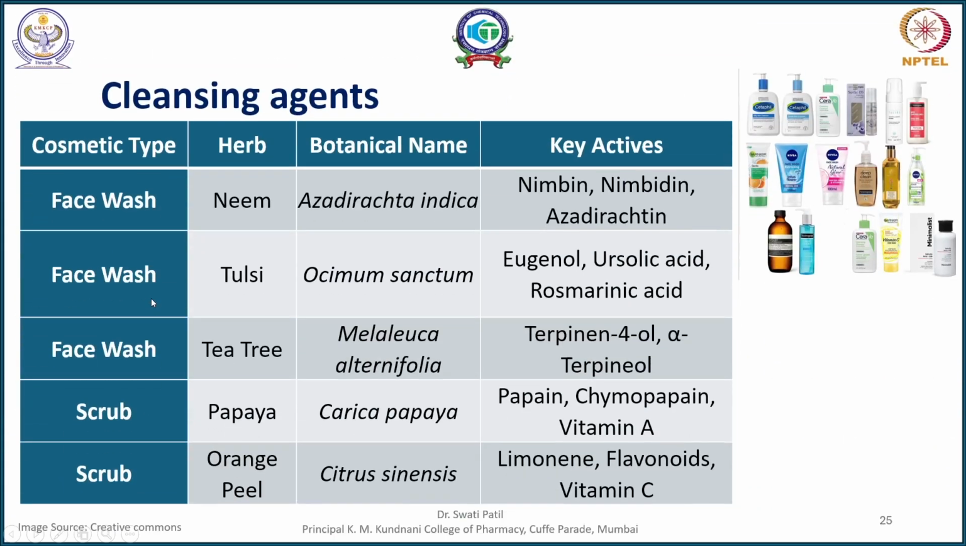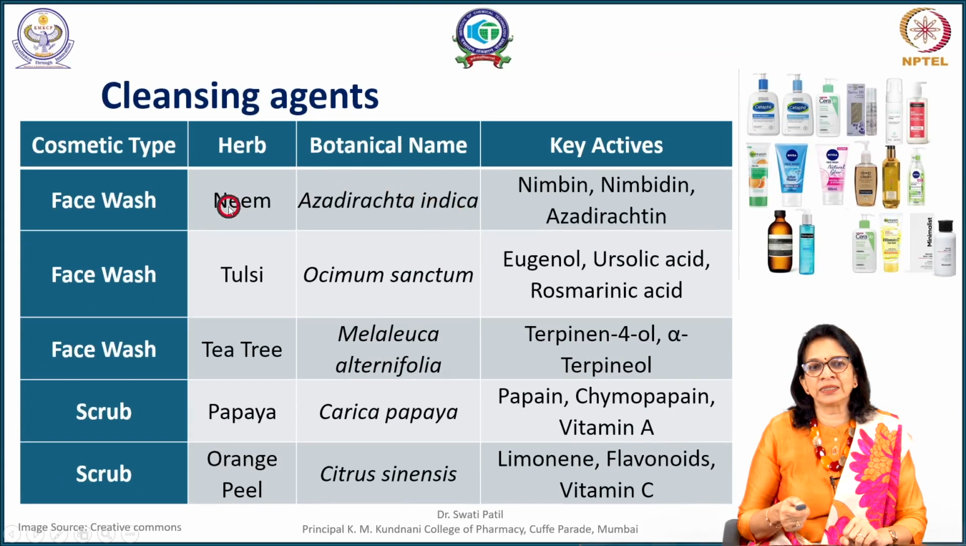A lot of herbal extracts are used as cleansing agents. So, in face wash, neem finds a big use. The key actives are nimbin, nimbidin and azadirachtin. Tulsi is used in face wash, and the key bioactives found in tulsi are eugenol, ursolic acid, rosmarinic acid. Tea tree oil, which is again used in face wash, has terpinen-4-ol.